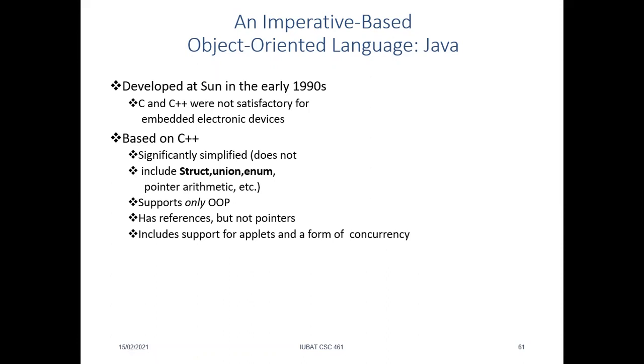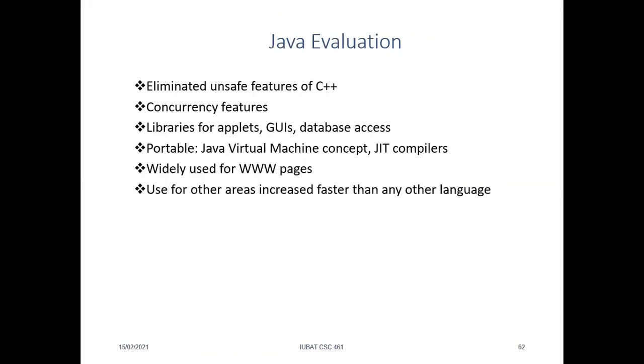Okay, now what actually changed in Java? Okay, so if I just want to compare in short, Java eliminated some of the unsafe features of C++. It had concurrency features, it used library applets, it used graphical user interface, okay, database access. Okay, it had the Java virtual machine concept, JVM. Okay, that it was portable, one program could run on different machines by converting to Java bytecode. It has Java just-in-time compilers that we learned in chapter 1, that there were three types of compiler. One was like an interpreter that interpreted one line at a time.